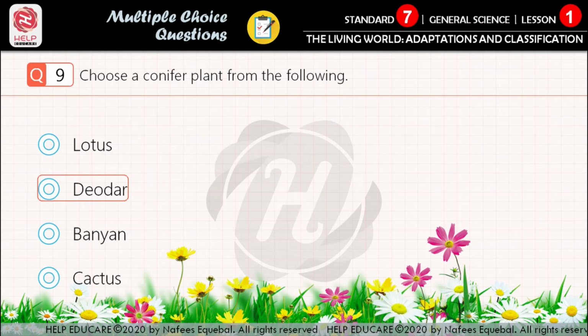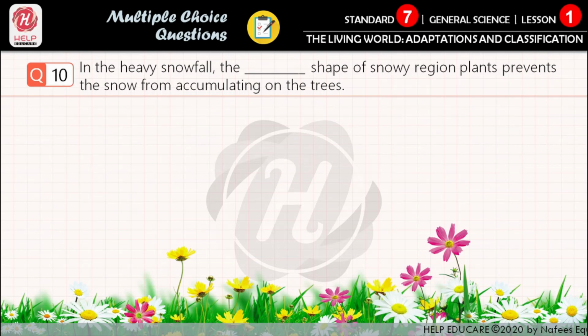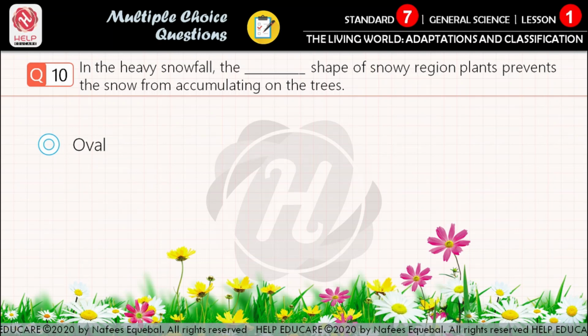Correct answer is devdar. Question number 10. In the heavy snowfall, the dash shape of snowy region plants prevents the snow from accumulating on the trees. First option, oval. Second option, elliptical. Third option, conical. Fourth option, linear.